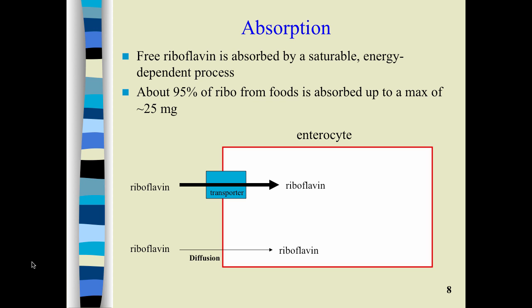Up to a max of about 25 milligrams. Is that a lot? Yeah, that's over 20-fold the RDA. Then what happens? Diffusion becomes more significant. Once the active transporter becomes saturated, diffusion is also possible.